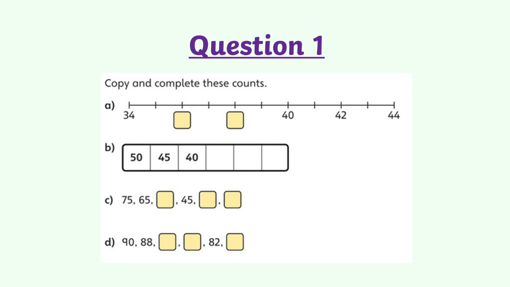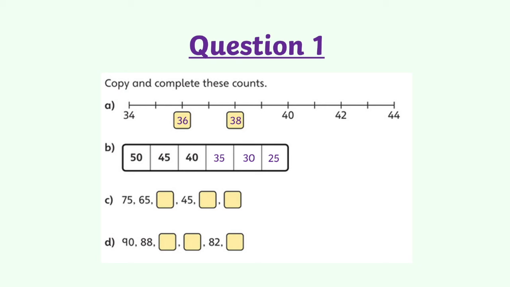Okay, let's talk about these sequences then. So you started off with part A, which was counting up in twos. So we had 34, 36, 38. Part B, you were counting backwards in fives. So the next number was 35, 30, and 25.